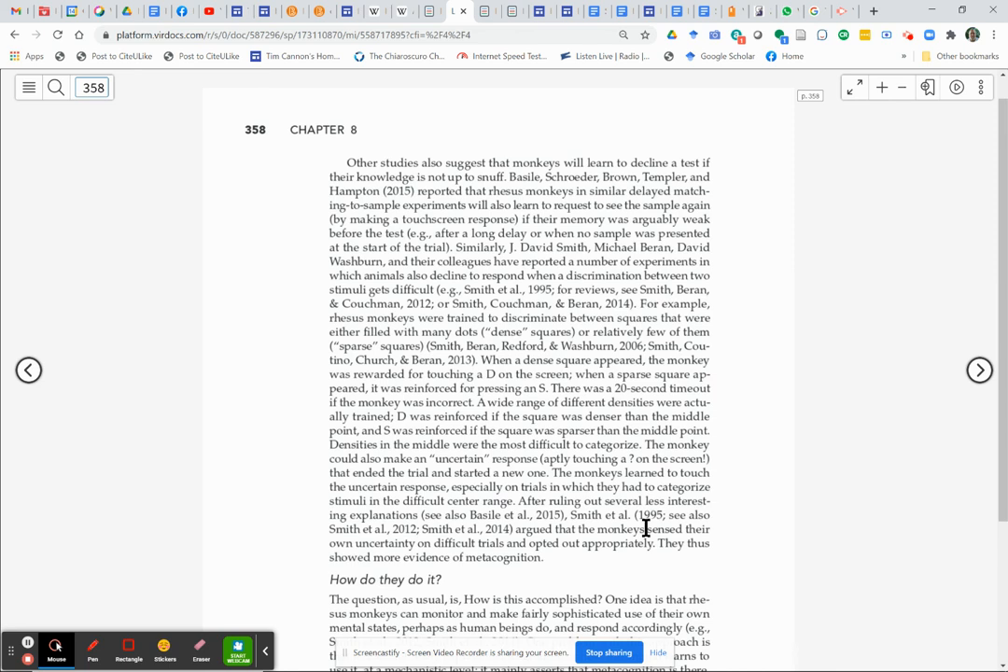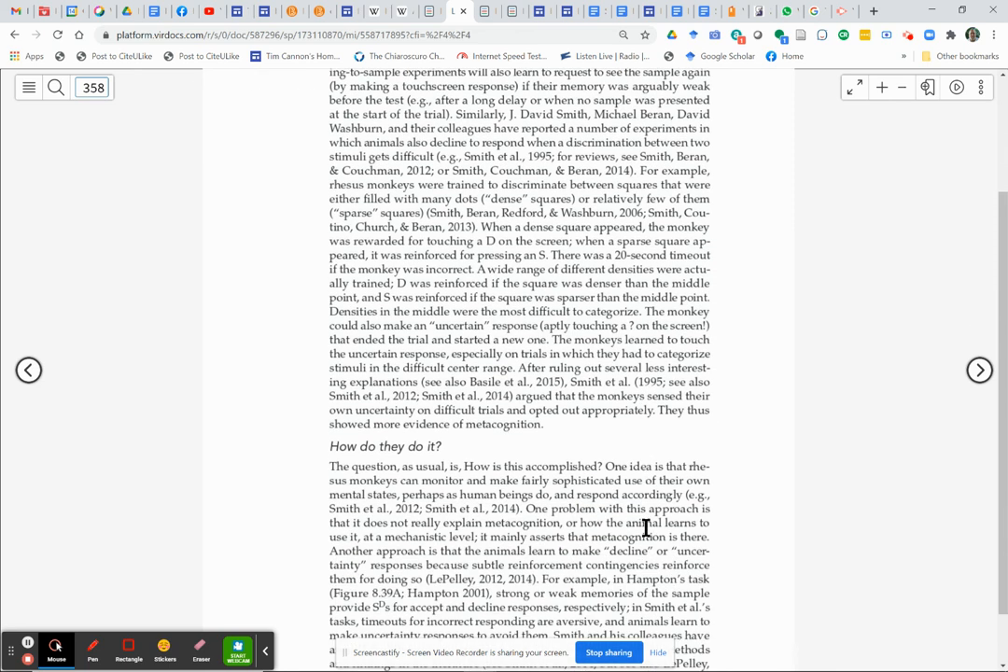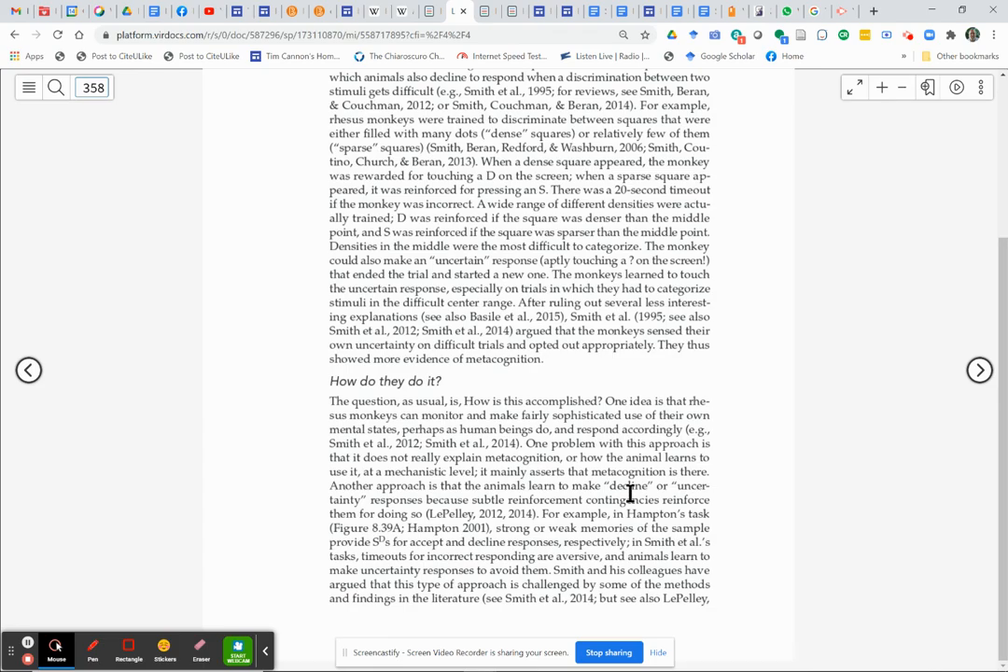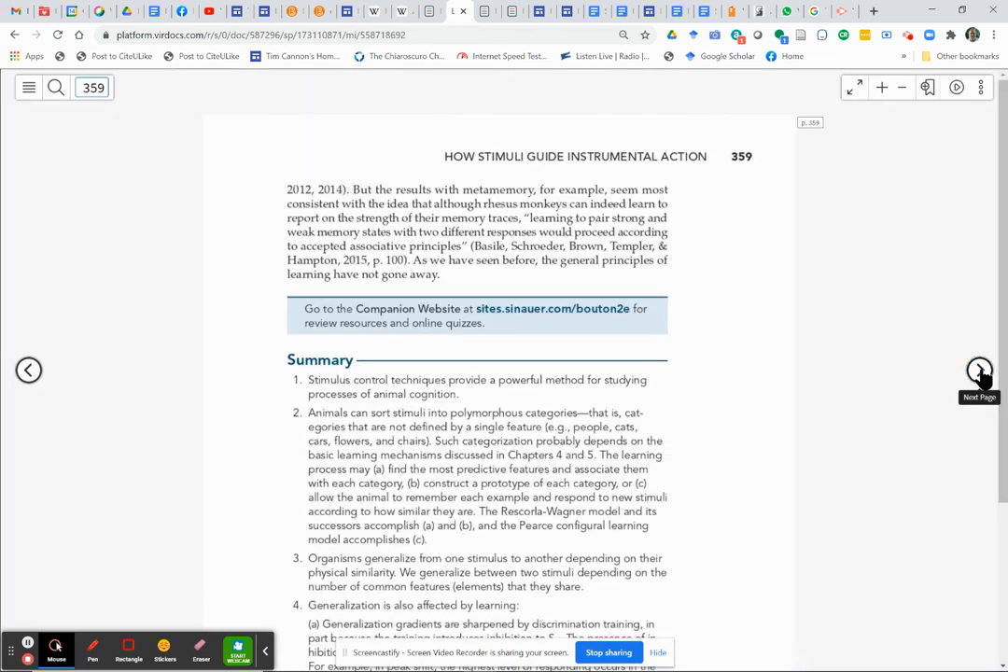And different kinds of discrimination and timeouts. How do they do it? Is, as they point out, and this is what made Skinner uncomfortable, because now you're dealing with theoretical constructs that you can't easily see. And one problem with this approach is that it does not really explain metacognition. It's a bit circular. Of course, Skinner is circular too, but he's not trying to be theoretical.